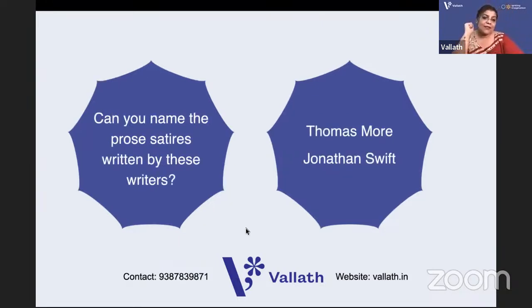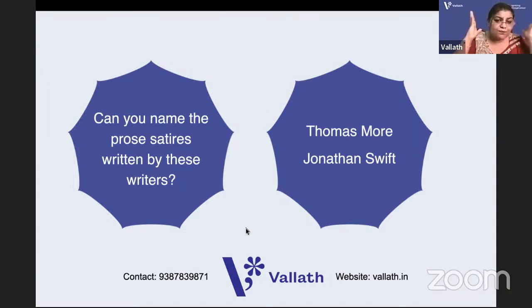Can you name the prose satires written by these writers? Thomas More. Of course, it is Utopia. Did you know, guys, Utopia is a prose satire? Thomas More is a very major prose writer. Utopia is a satire on England. Raphael Hythloday is talking about the island called Utopia.